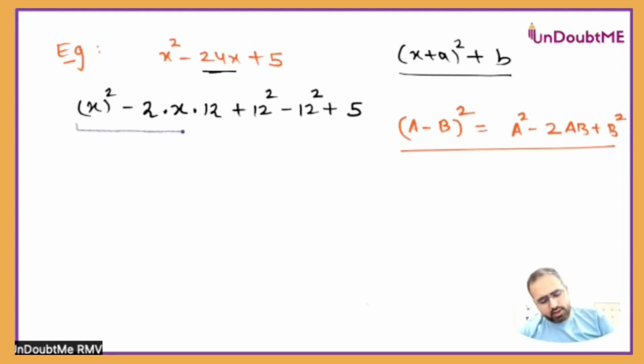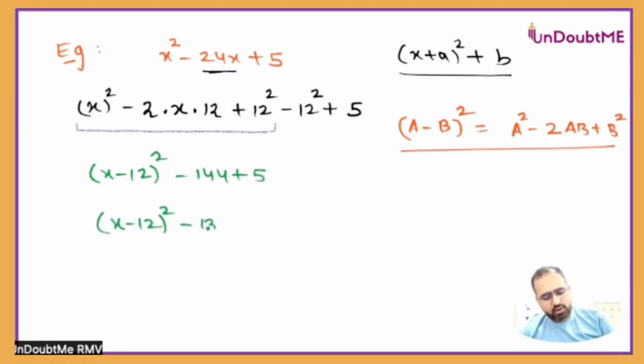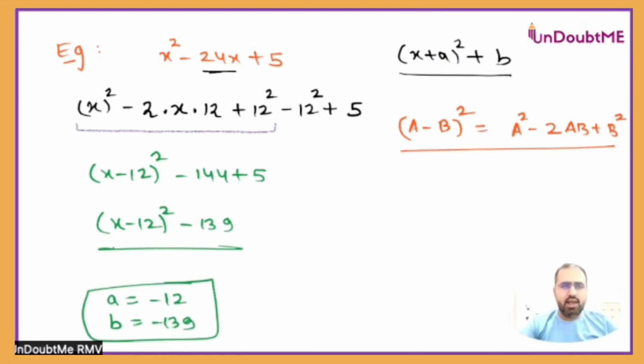Now we will recollect all terms which are part of that a minus b whole square formula, and we will compress them. We will merge them. So that will give me x minus 12 whole square. And then minus 12 square, it will be minus 144 plus 5. And finally, I'll get x minus 12 whole square minus 139. And that's it. I'm done. Now, just for the sake of completion, if they would have asked to write the value of a and b, the value of a will be minus 12 and b will be minus 139. It can be asked in a question.